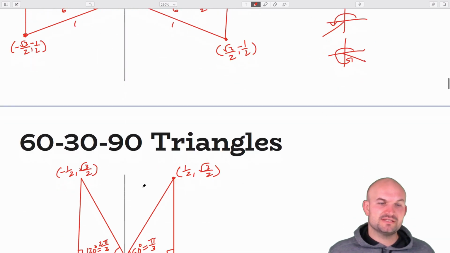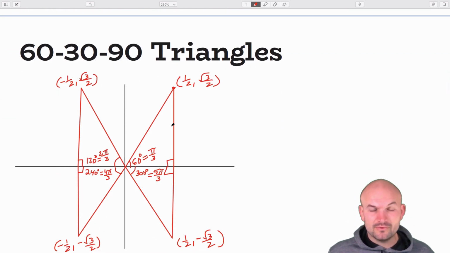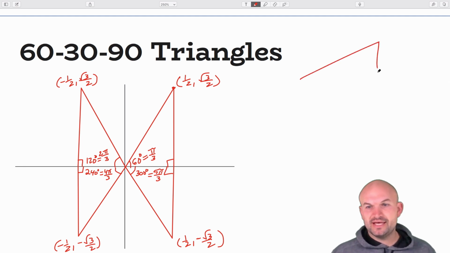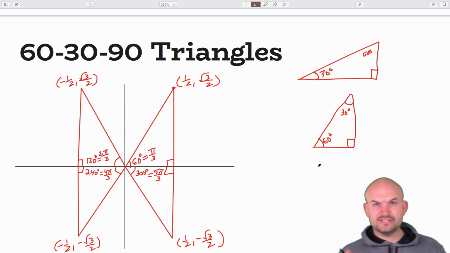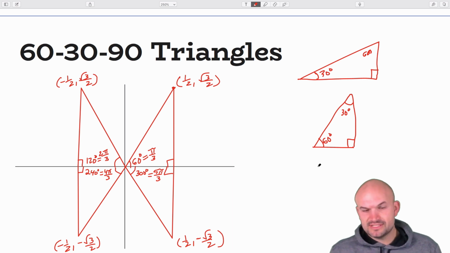Well, that brings us to our 60, 30, 90 triangle. We can also take a 30, 60, 90 triangle, right? Instead of doing this, 30 degrees, 60, we can just flip it. It's the same triangle. I'm just changing the orientation of that triangle. If you just take the triangle and flip it around, it's still the same.